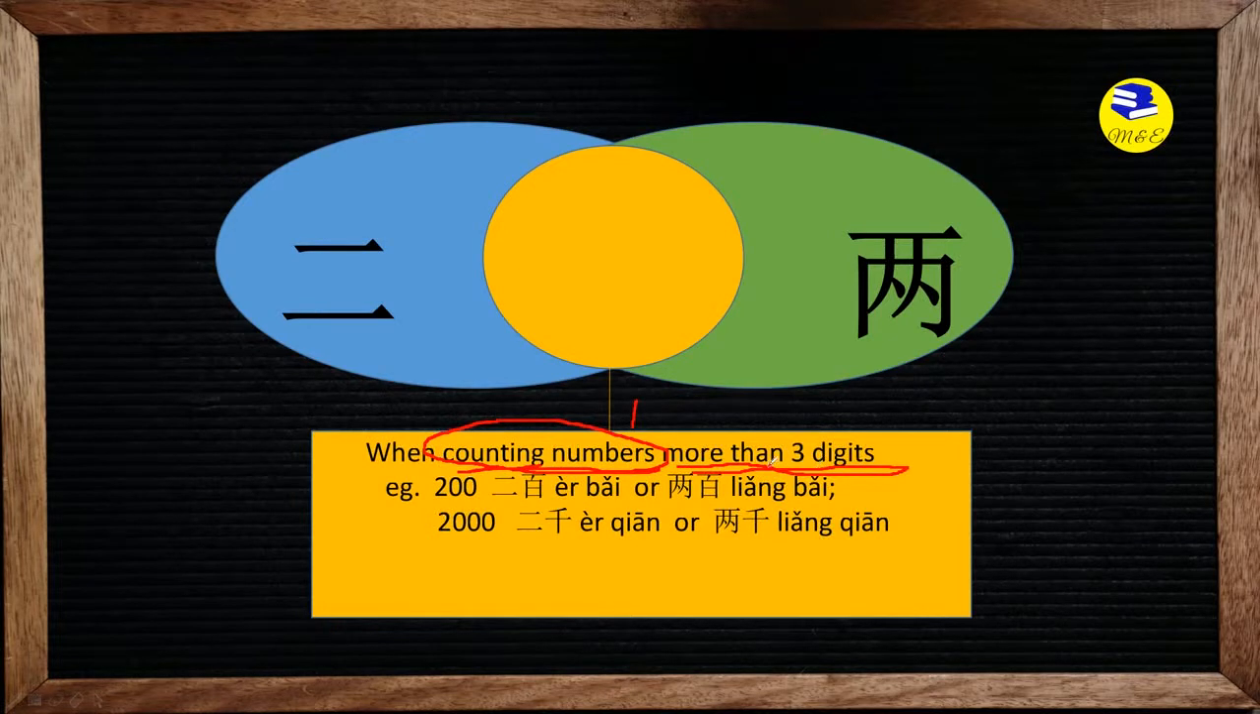Actually, here has two conditions. The first one, counting numbers. The second one is what? Is more than 3 digits. More than 3 digits, you should use 二 or 两 as you like. You can use 二 or 两 as you like. Okay?